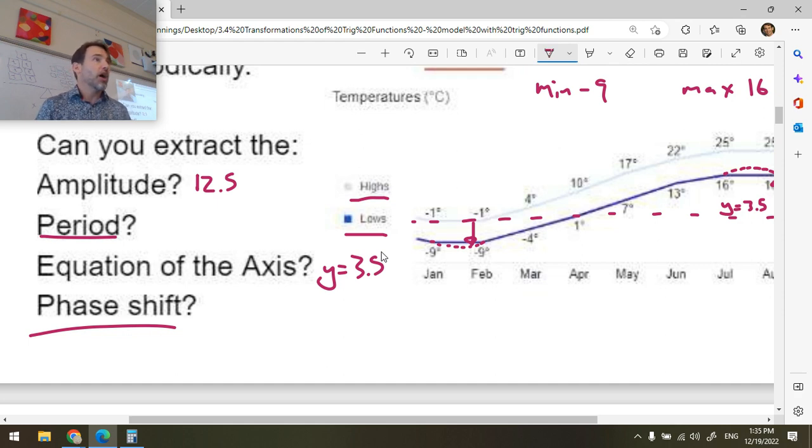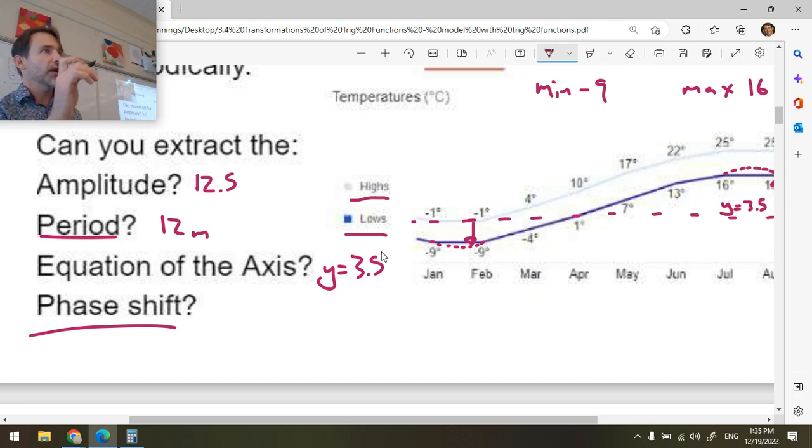And sometimes you just know. Oftentimes I will just tell you in a word problem: the period is 12 months. And then the phase shift. Well, the phase shift is trickier to find. Let's talk visually about how we would do it here. Would you like to model this with a cosine curve or a sine curve?